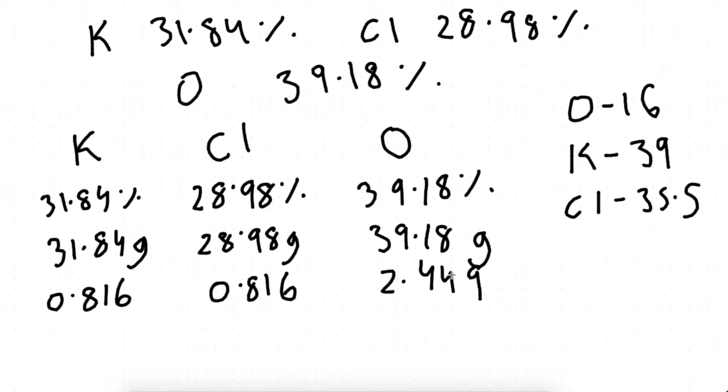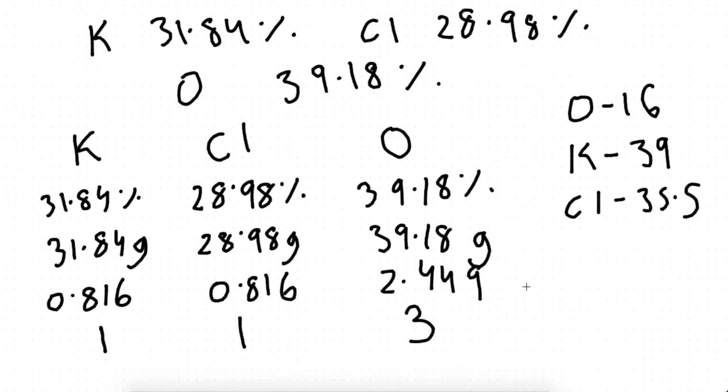Next step, we divide all three by the smallest number of moles. What is the smallest number? 0.816. So automatically 0.816 divided by 0.816 is 1. 0.816 divided by 0.816 is 1. 2.449 divided by 0.816 is 3. So now we have our three numbers. They are not in a decimal, they are whole numbers.